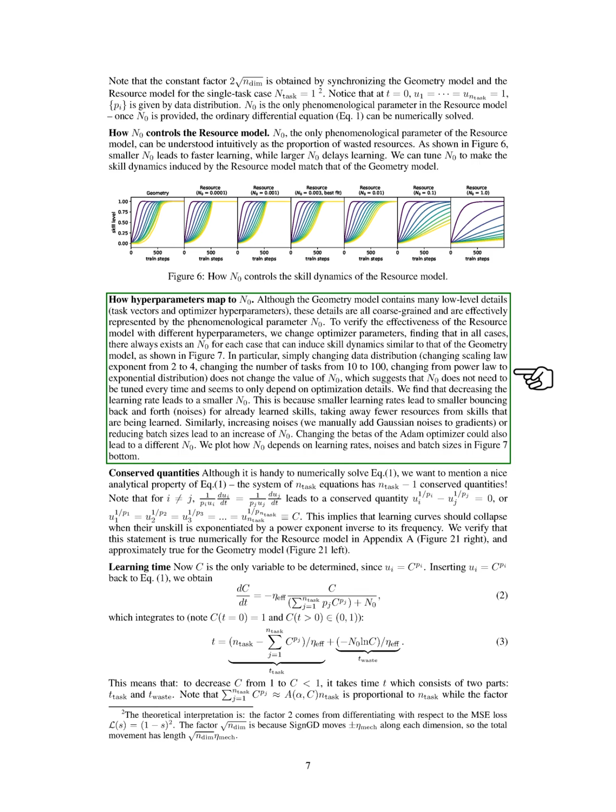Conversely, increasing noise or reducing batch sizes raises N0. Adjusting the parameters of the Adam optimizer can also change N0.